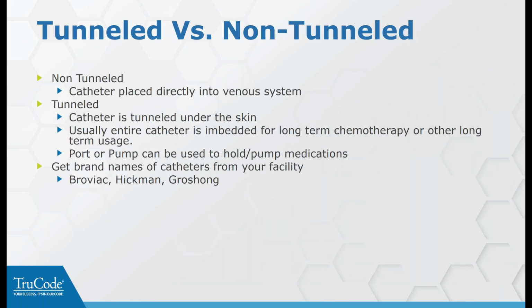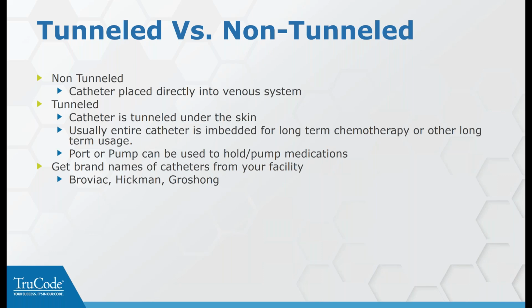Okay. As I mentioned, tunneled versus non-tunneled. Non-tunneled means they're placing the catheter directly into the venous system, where tunneled is where the catheter is tunneled under the skin and they want that catheter embedded for the long-term chemo or other long-term usage. They can put a port or a pump installed at the end of that that may hold medications, and instead of just hooking up the IV that day, it actually is going to give out medications even after the patient goes home. So that may be different from just a regular portacath, for example.